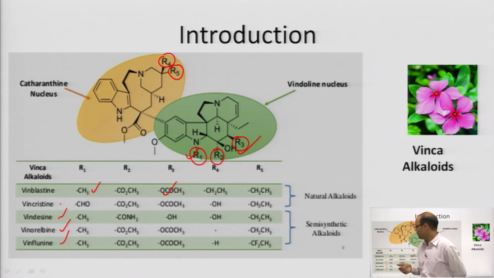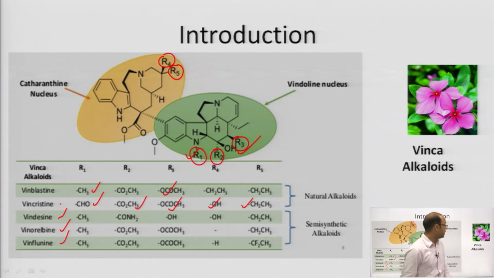Similar is the case with vincristine. If R1 is CHO, R2 is COOCH3, R3 is OCOCH3, R4 is OH and R5 is CH2CH3. So in this way you can classify the Vinca alkaloids with different names on the basis of the various functional groups attached to the basic nucleus of Vinca alkaloids.